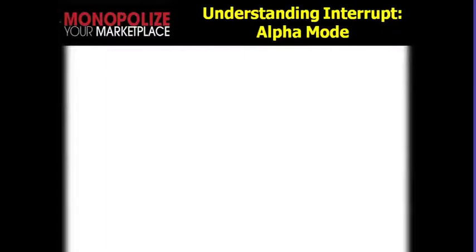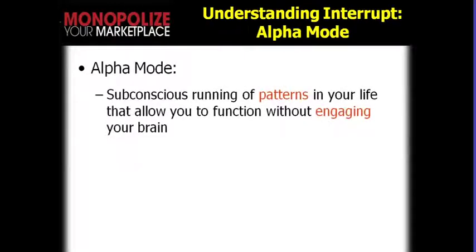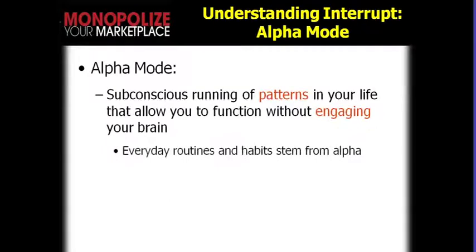So first of all, understanding interrupt, and we're going to talk about alpha mode. Alpha mode is a brain state. It is a subconscious running of patterns in your life that allows you to function without engaging your brain. Now think about that for a minute. That sounds pretty cool. If you could do stuff without engaging your brain, how great would that be?